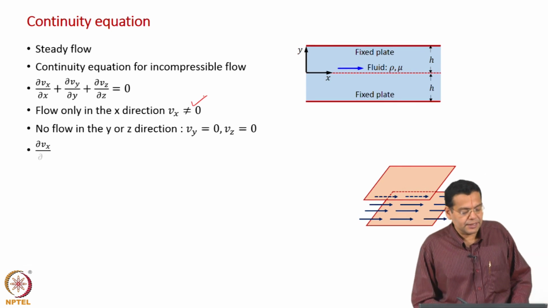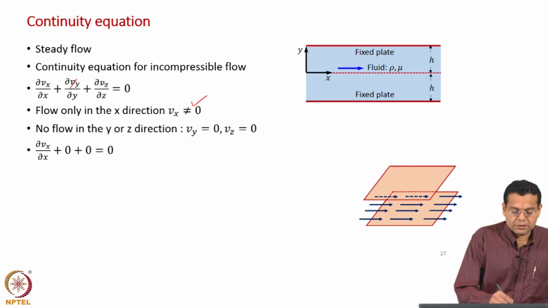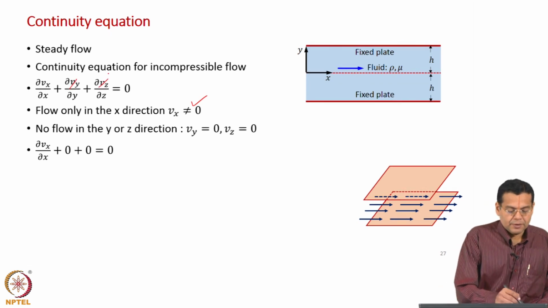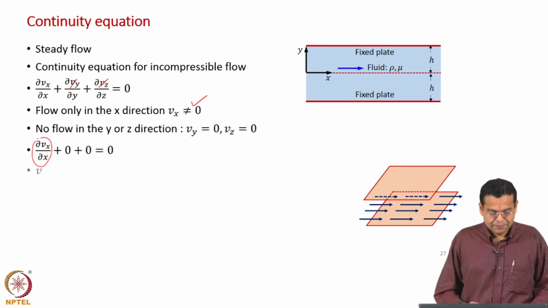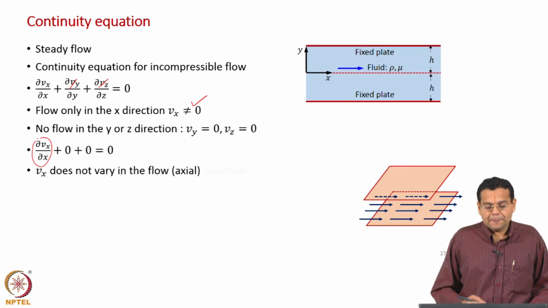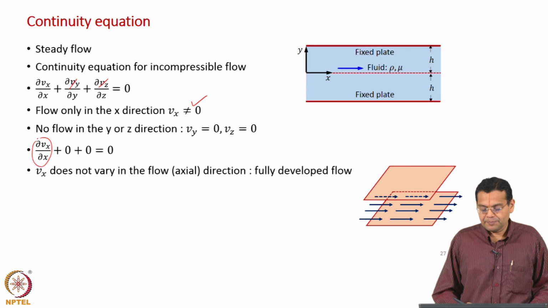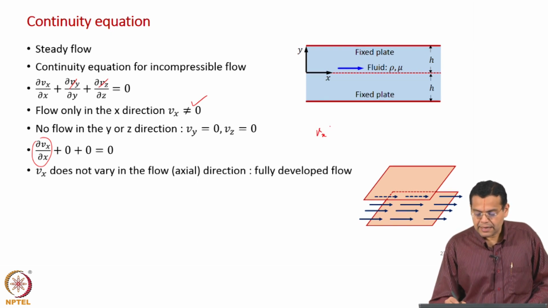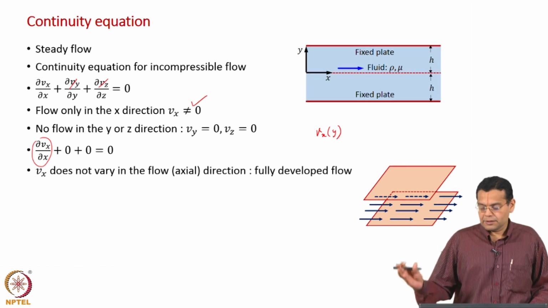Let us substitute in the continuity equation. V y is 0, this term goes; V z is 0, this term goes; and we have dou V x by dou x is equal to 0. The conclusion which we arrived at for the planar Couette flow as well: V x does not vary in the flow or axial direction, which we say is fully developed flow. Of course, V x can have a profile as a function of y, but the whole profile will not change in the flow direction.